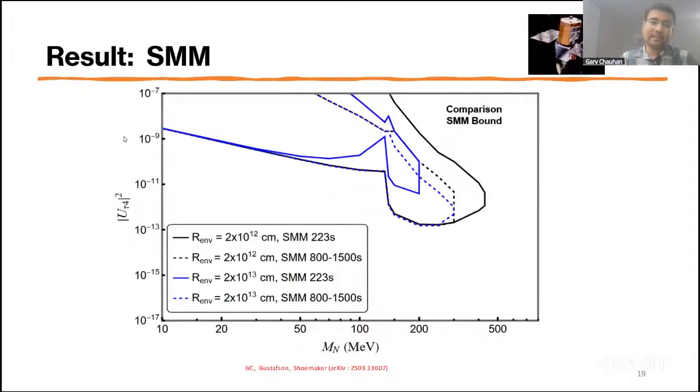So this is the mixing angle versus the mass. First, we'll look at the case of 1987A, which had an envelope size of 10 to the power 12 centimeters and the actual observation time of 223 seconds. Then the bound is given by this black line over here, which rules out the most amount of the parameter space in this plot.